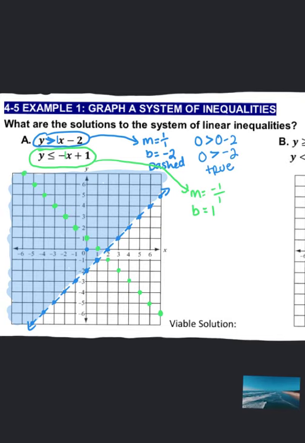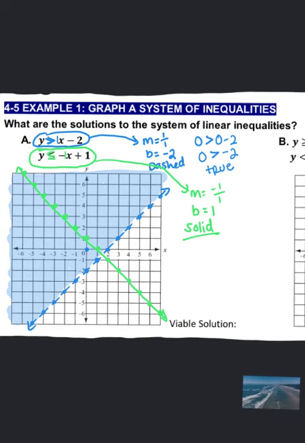Okay, I also know that this says less than or equal to, and since it has less than or equal to, it's going to be a solid line. So I'm going to connect all of my dots and put my arrows on either side.